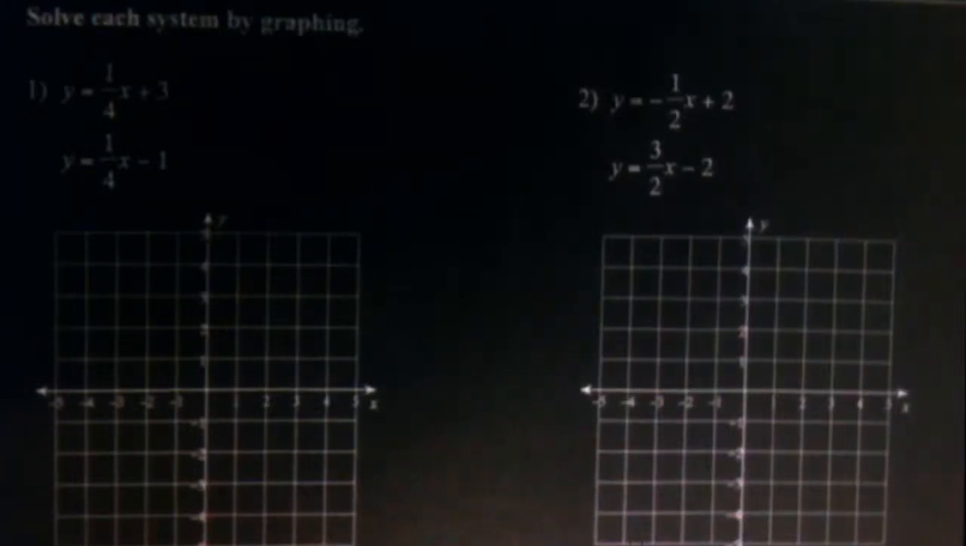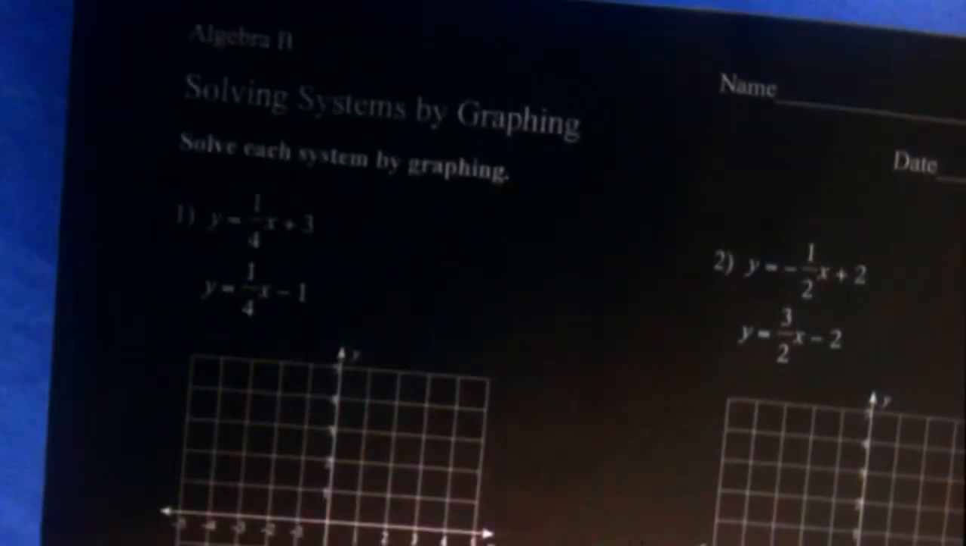Today we're working on solving systems of equations by graphing. A system of equations, first of all, is when we have two or more lines expressed in equations. And as you can see in this case, we have two equations for each graph.